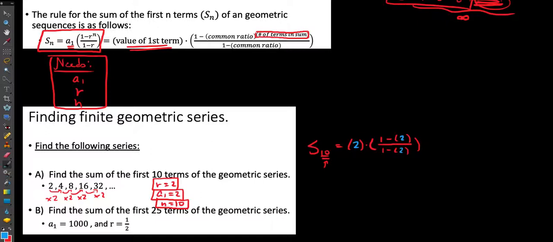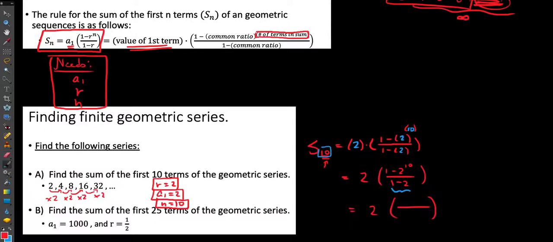But then this 2 on the top here has an exponent, and that exponent right there has to be our n value, where in this case our n value is 10. So I'm going to put a 10 here. Cleaning this up a little bit, really it looks like 2 times (1 minus 2 to the 10th) over (1 minus 2). And with respect to what we're able to actually do here, this is kind of one of the first places we always stop. Let's go ahead and simplify our denominator.